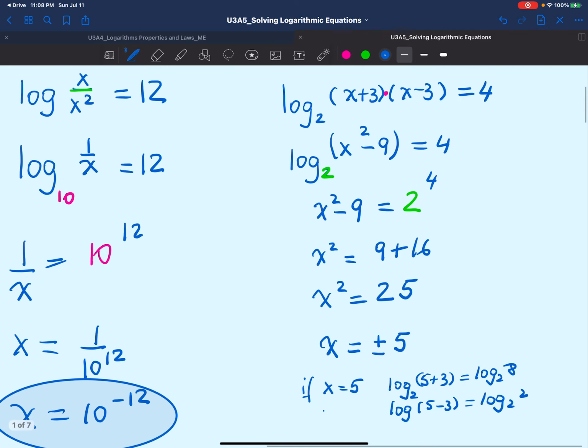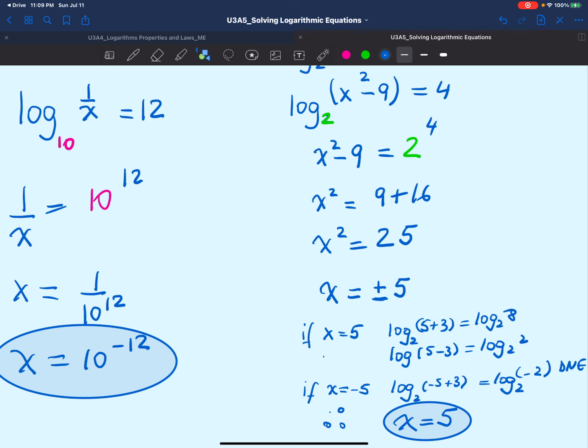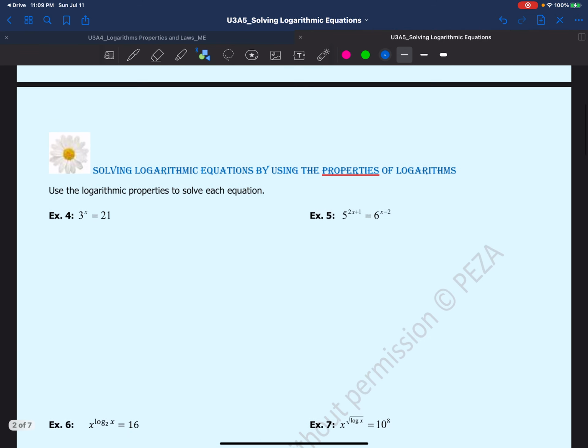That exists as well. If x equals negative 5, though, we'll end up with log with base 2 of negative 5 plus 3, which is log with base 2 of negative 2. This doesn't exist. And this is enough for us to reject the solution x equals negative 5. So therefore, the only solution we can accept here is x equals 5. And voila. Now let's move on to the next group of equations.